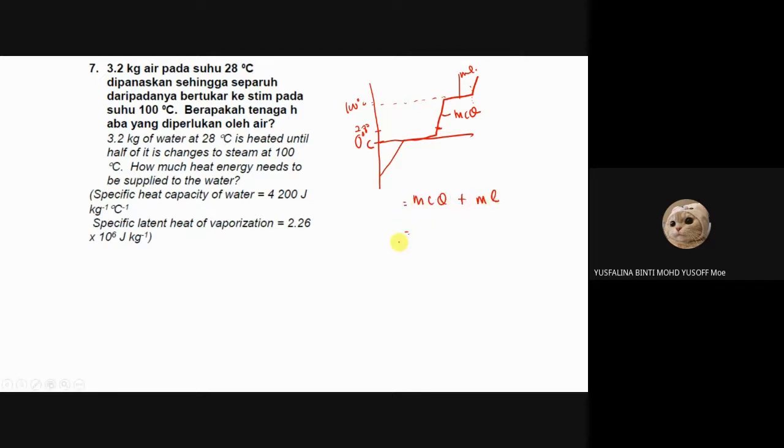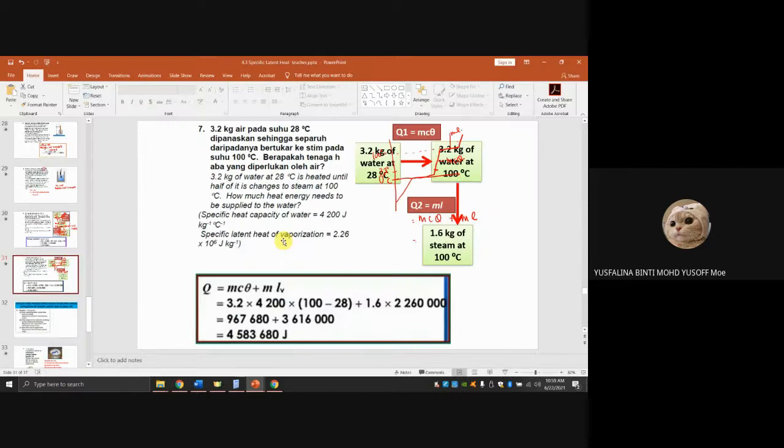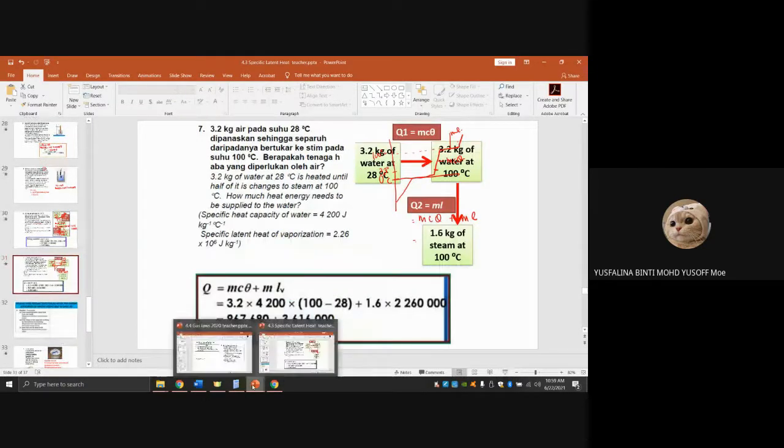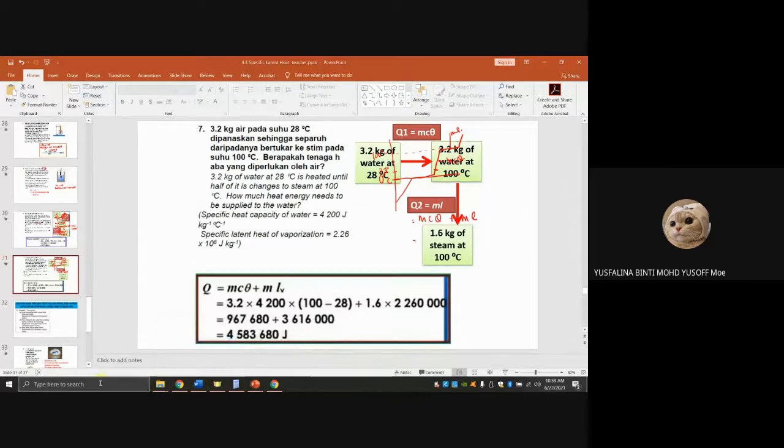Teacher, is it okay if you explain the graph again? How do you get the MC theta plus ML? Just now I already explained. Can you understand, or do you want me to explain again? Janet? Oh, sure, it's okay. Just tell me.